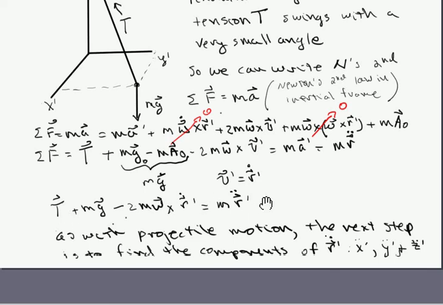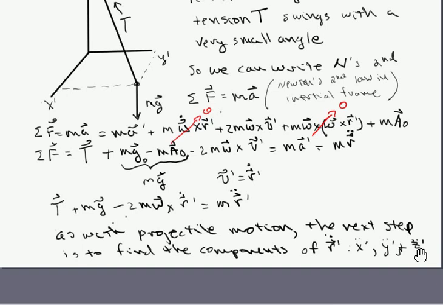This is the thing that's going to tell us how this plumb bob moves, and that's where all the action is, so to speak. And as with projectile motion, the next step is we're going to break this equation down into components: x double dot prime, y double dot prime, and z double dot prime, and so on. Those are the second derivatives, but we'll have the first derivatives and just x prime, y prime, z prime, and we'll see how that gives us a rotating plane for the pendulum.